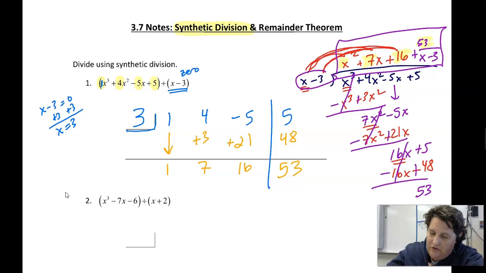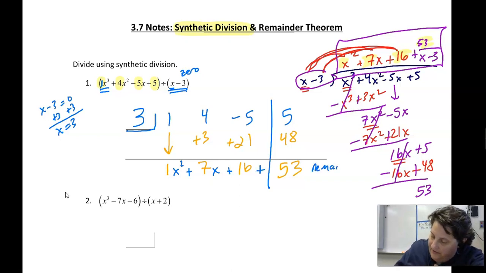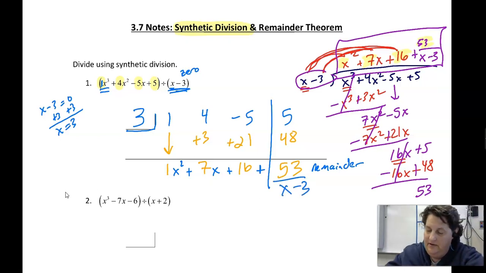Now, when you're done, you go like this. You go, okay, I started with x to the third. I divided out an x, so this is an x squared. So it's 1x squared plus 7x plus 16. And then this last number is my remainder. And I could put my remainder over x minus 3. And that's my answer. And see how much quicker that is than doing it with long division, okay?